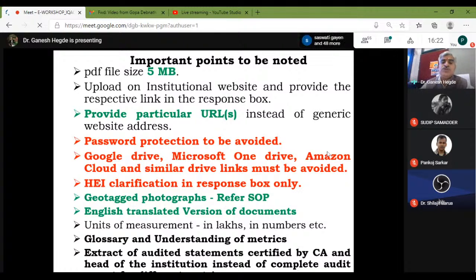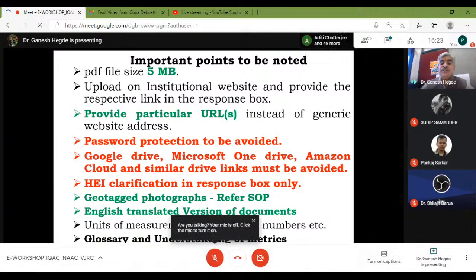HEI clarification in response should be given in the box only. Geo-tagged photographs should be given. You can look into the standard operating procedure. If the DVV partner asks for an English translated version, then you have to give the translated document to the NAC. The unit of measurement will be in lakhs or in numbers. For the glossary and understanding of the metrics, kindly look into the various glossaries of the NAC and the nomenclature the NAC has used. An extract of the auditor statement certified by a chartered accountant should be there.